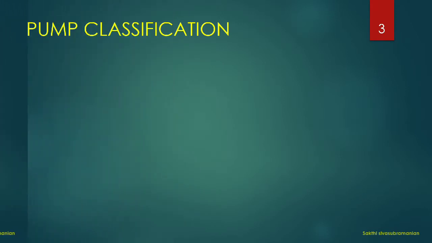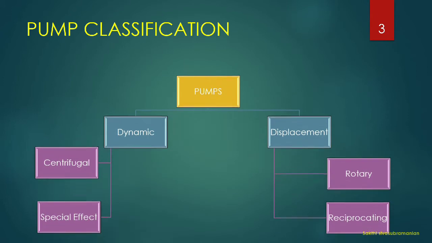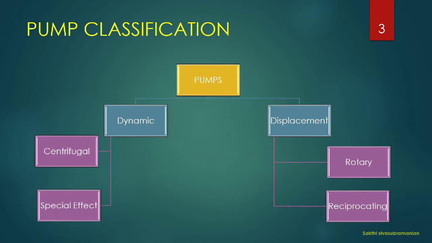Considering the classification of the pump, there are two main classifications, dynamic and displacement type. Dynamic is further divided into centrifugal and special effect. Displacement is further divided into rotary and reciprocating. In this topic, we take a centrifugal pump since it is the most commonly used pump in industries and domestic use also. Based on the application, the type of pump differs.